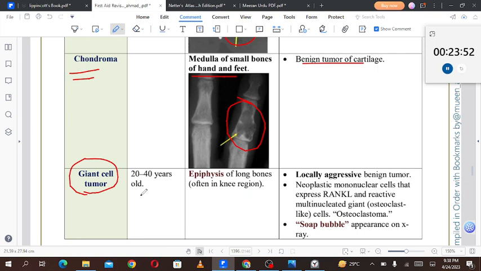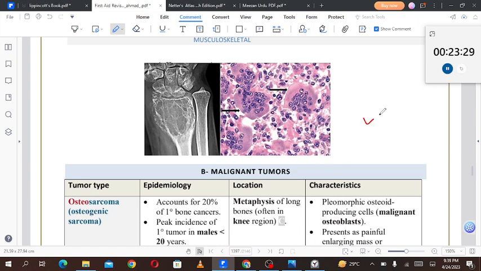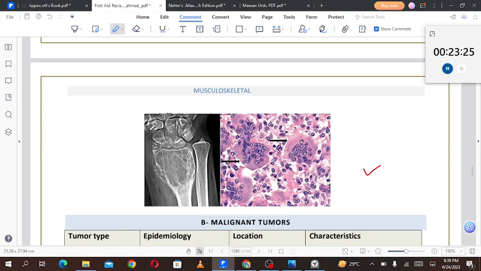Giant cell tumor happens at 20 to 40 years of age, in the epiphysis of the long bones, often in the knee region. It is a locally aggressive benign tumor with neoplastic mononuclear cells that express RANKL and reactive multinucleated giant cells, which are osteoclast-like cells, hence osteoclastoma. A soap bubble appearance will be seen on X-ray. This is the soap bubble appearance that you can find on X-ray.